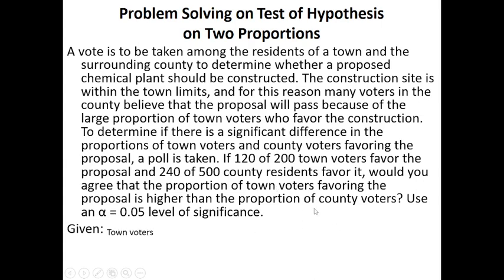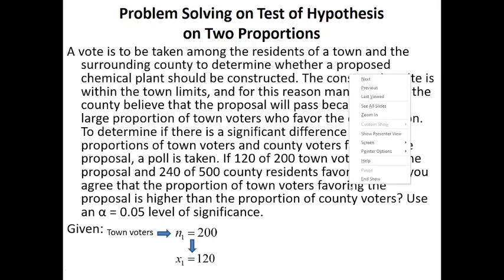So, given town voters. So, sa town voters, 200 yung sinurvey, no? 200 yung sinurvey. At dun sa 200 na yon, 120 yung in favor dun sa proposal. So, n sub 1, 200, x sub 1, 120. So, we have here two populations to consider, no? Population of town voters and population of county voters.